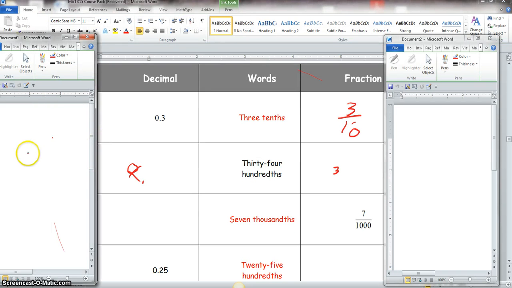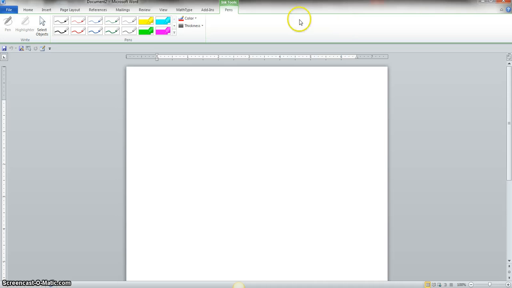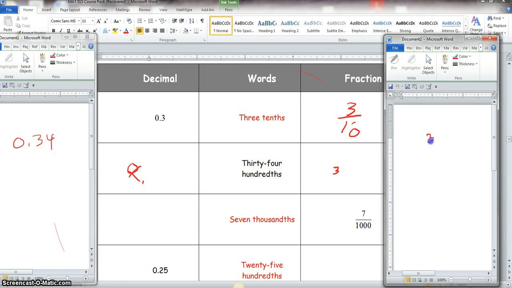Okay, I pulled up a couple Microsoft Word screens so we could do this. On the decimal side, 34 hundredths will be written as 0.34. So this 0.34 goes here. Now on the fraction side, 34 hundredths will be written as 34 over 100. I have to correct something here real quick. This would be 34 over 100. Okay, that takes care of this here.